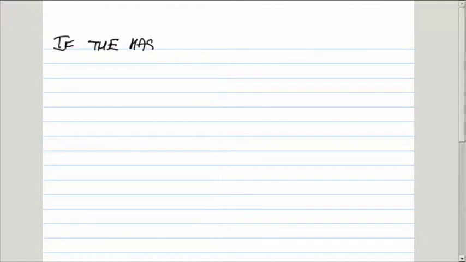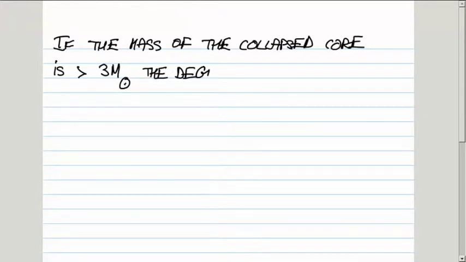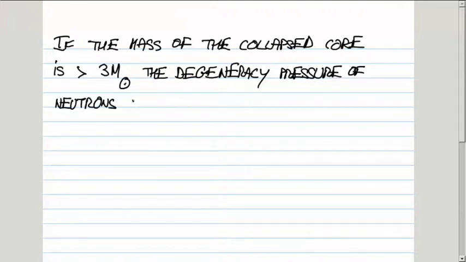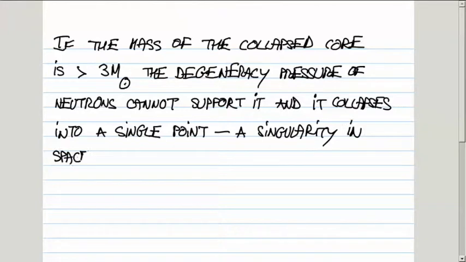So if the mass of the collapsed core is greater than about 3 solar masses, the pressure exerted by degenerate neutrons cannot support this collapsed core, and eventually it collapses into a single point singularity. The resulting object is called a black hole.